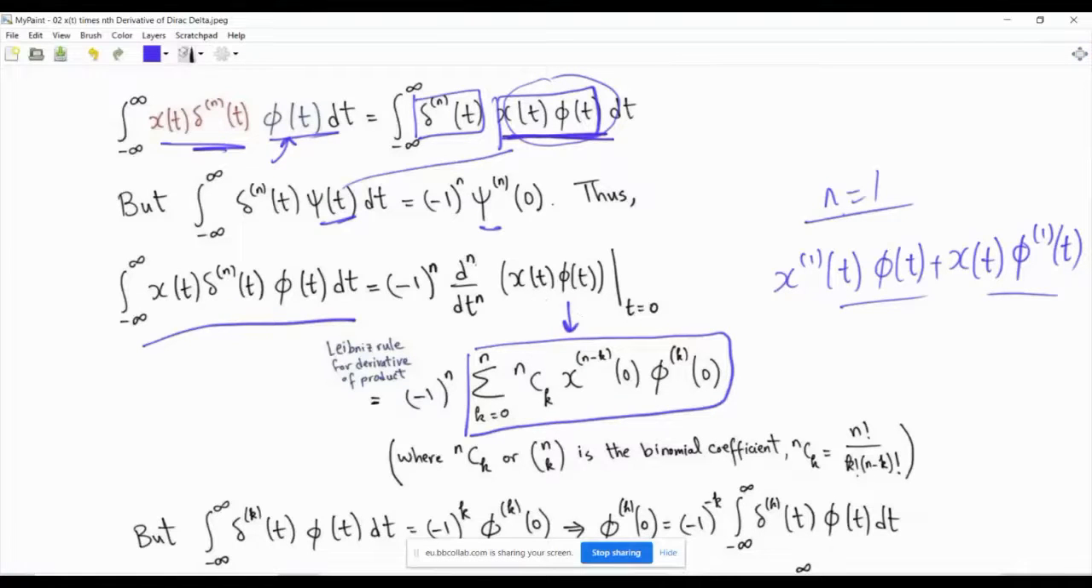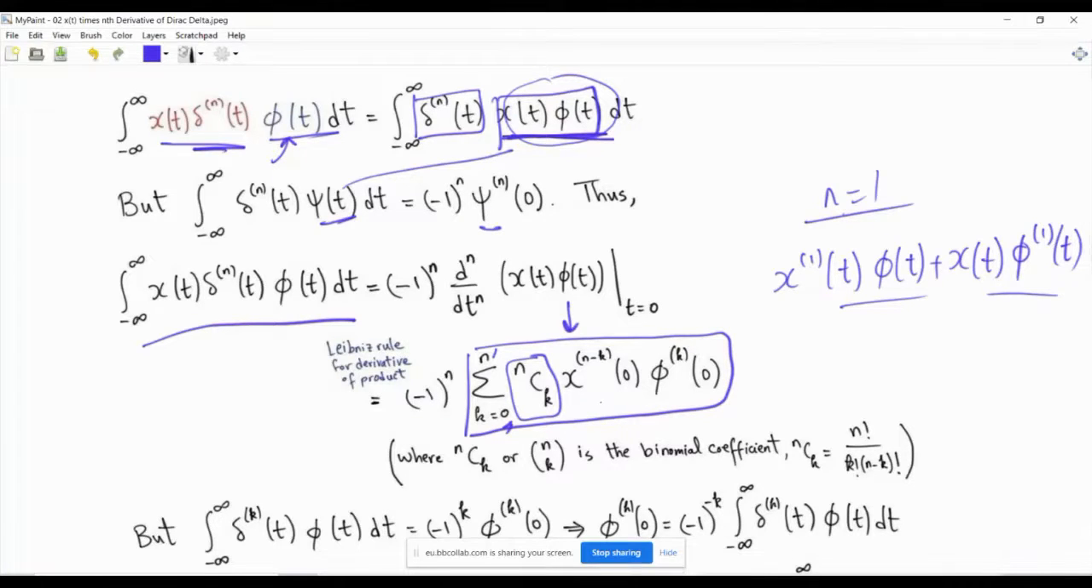For the nth derivative, you get n plus 1 terms. So k from 0 to n, you have nCk, n choose k, which is the binomial coefficient, the factorial of n divided by the factorial of k times the factorial of n minus k, and then you have the derivative of order n minus k applied to function x, and the derivative of order k applied to function phi.